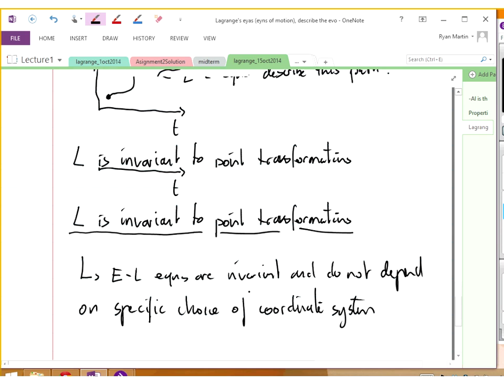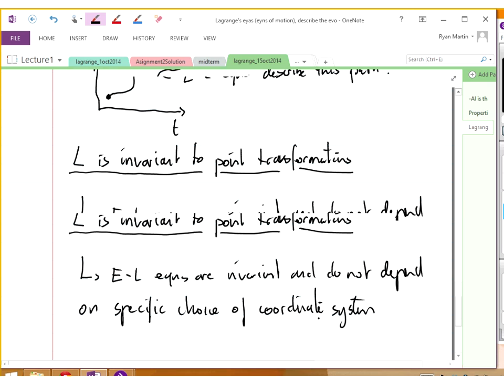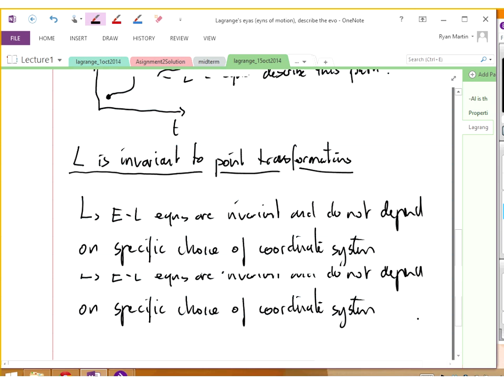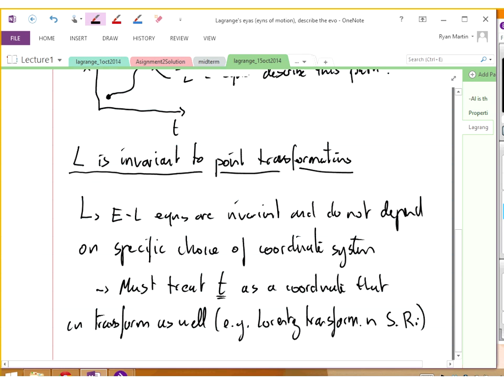So you must treat time as a coordinate that can transform as well. For example, the Lorentz transformation in special relativity.